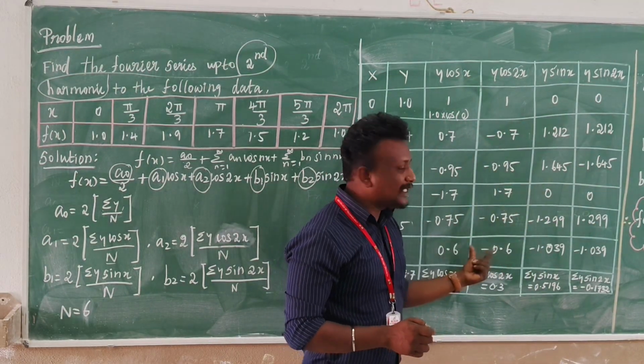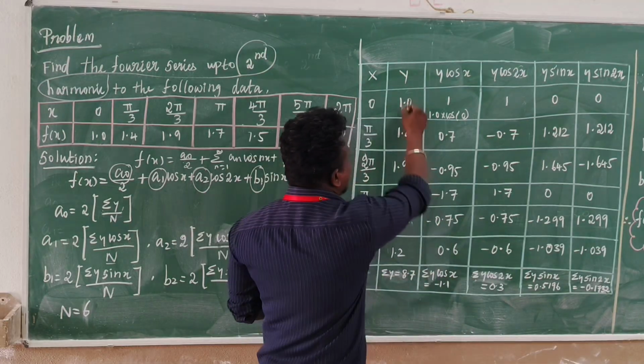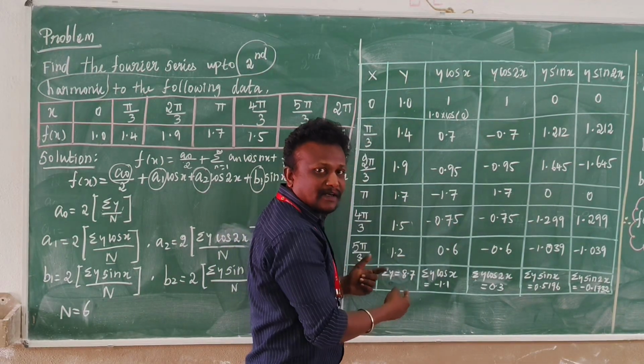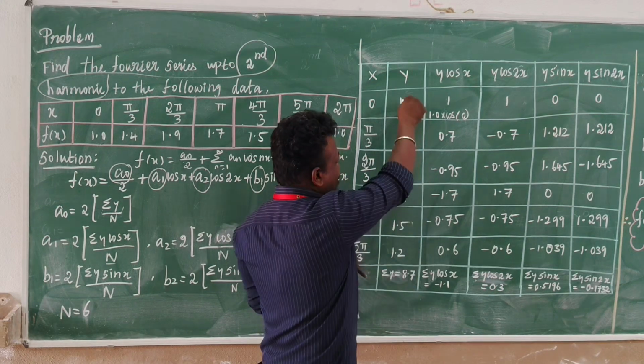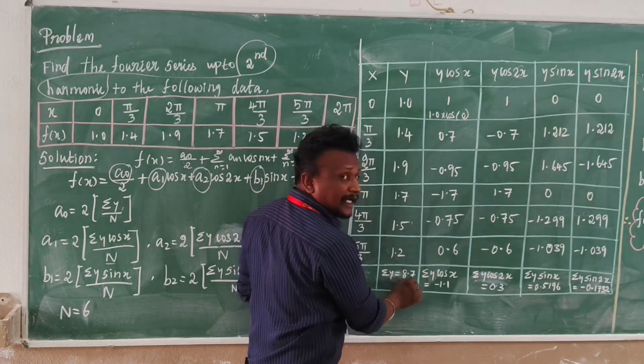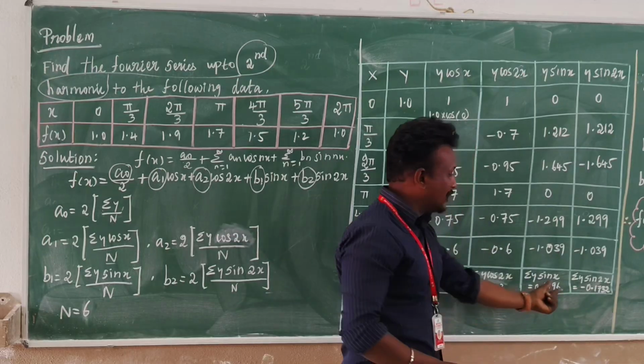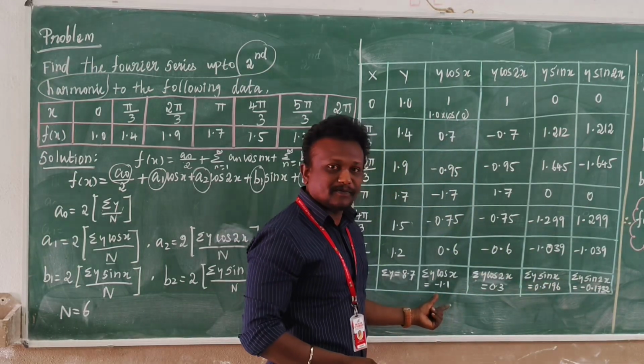After feeding all these results, your next job is to add. That is called summation Y. Summation means we have to add all these Y values. So summation Y is equal to 8.7. Similarly, you have to add all these results, and you will get the other required things.